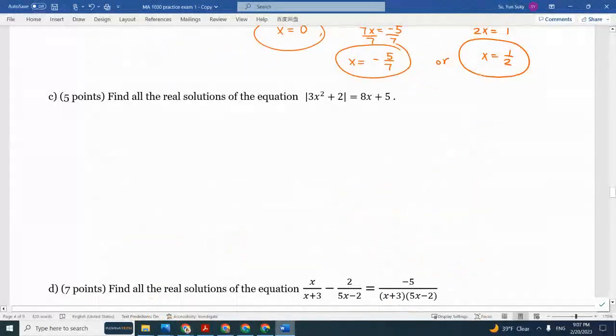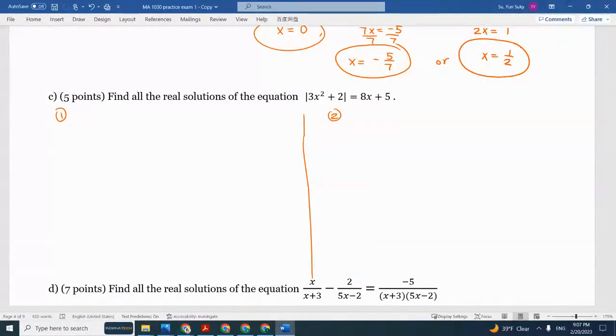So let's come back here. We put a line in the middle. 1, 2. For 1, we replace the absolute value with parentheses. But because the left hand side is just by itself, it doesn't matter whether you put the parentheses or not, right? Because it's alone by itself.